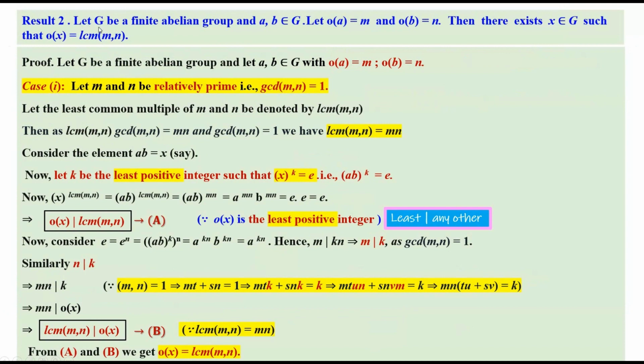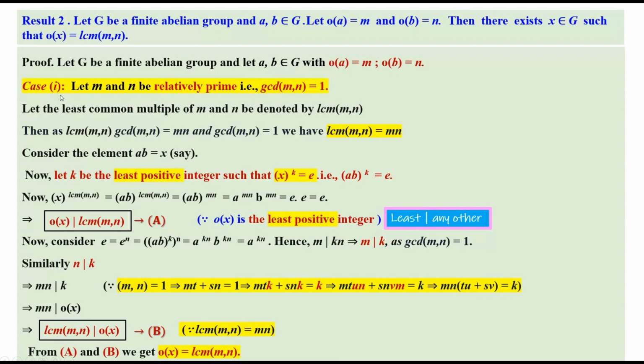Now in result 2, we consider G to be a finite abelian group and a, b belonging to G. So we have order of a to be m and order of b to be n. Then there exists x in G such that order of x is the LCM of m and n. So this result is established in the case of a finite abelian group. We shall consider two members, say a, b in G, with the orders as given.